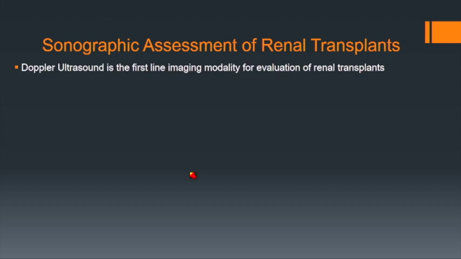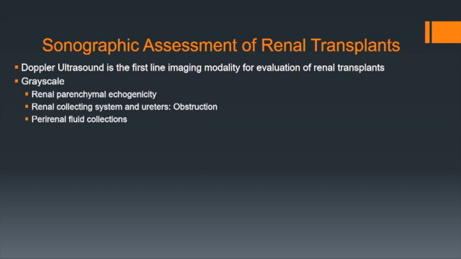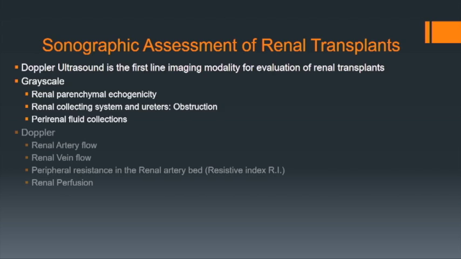So, sonographic assessment of renal transplants. First point I want to make is that Doppler ultrasound is the first-line imaging modality for evaluation of renal transplants. We use grayscale, first of all, to look at renal parenchymal echogenicity. We look at the collecting systems and ureters for hydronephrosis to diagnose obstruction. We look for perirenal fluid collections.